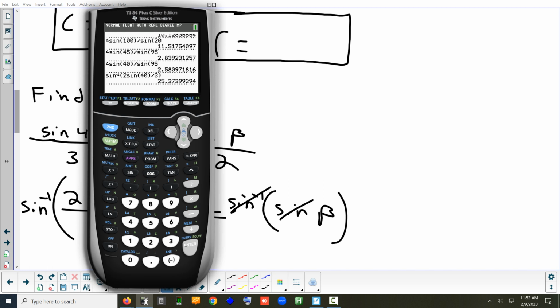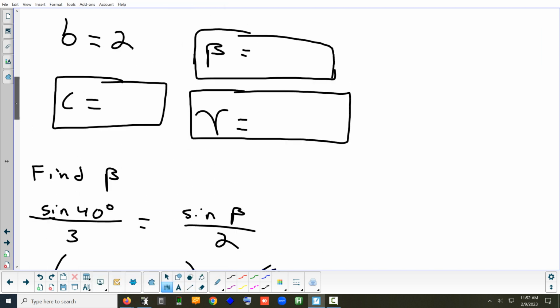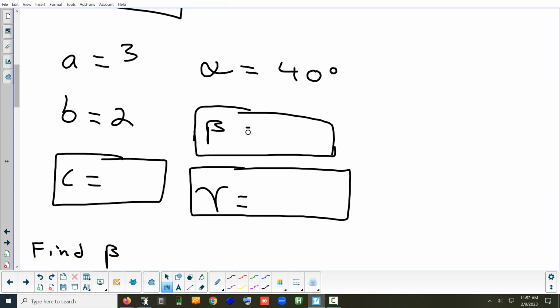Okay, so there is a solution to this problem. Now that I know there's at least one solution, I have to check for a second one. But I'm definitely going to write down 25.374. I'm going to put it higher in the box. Just in case there's a second answer, I'll try to squeeze it in underneath it. And I would call it like beta 1 and beta 2.